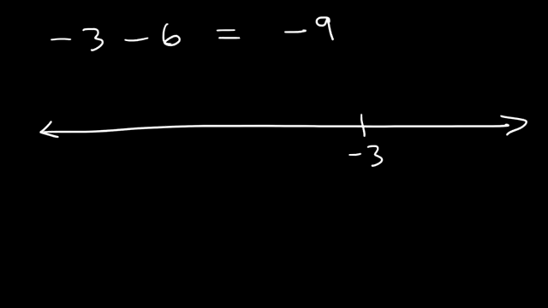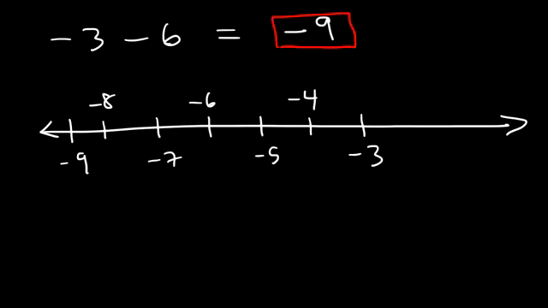So we're going to start with negative 3, and we're going to subtract 6 from it. So let's travel 6 units to the left. 1, 2, 3, 4, 5, 6. So this is negative 4, negative 5, negative 6, negative 7, negative 8, negative 9. So therefore, negative 3 minus 6 is negative 9.